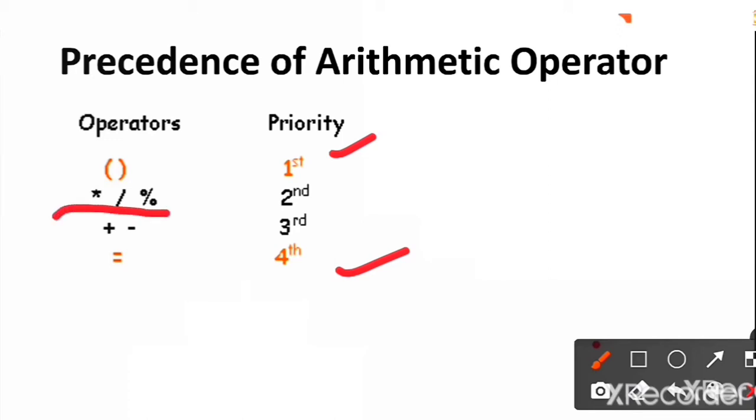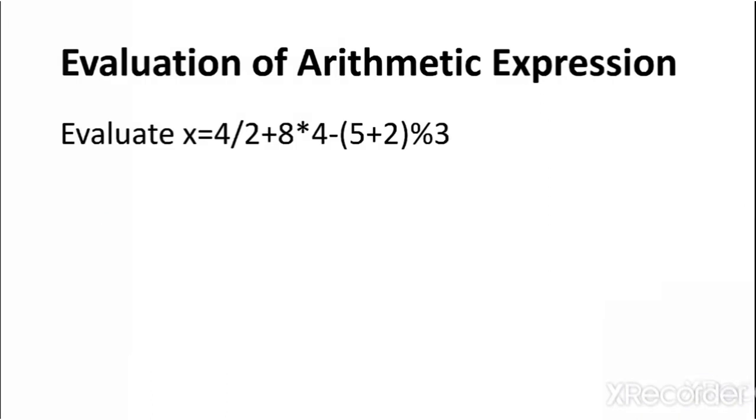If you apply this rule to this expression, first the multiplication operation is performed, that is 3 into 5. 3 5s are 15, we will get. To that 15 you will add 2. So you will get 17, which is the correct answer. Let us see how to use the precedence of operators in evaluating this arithmetic expression.